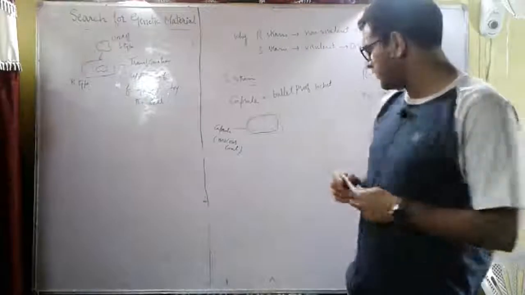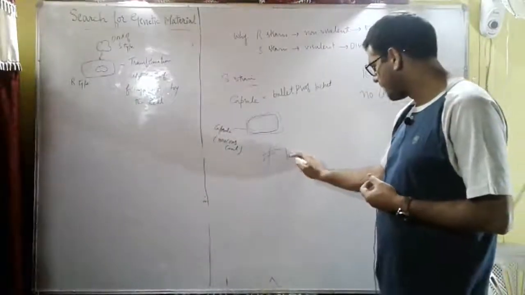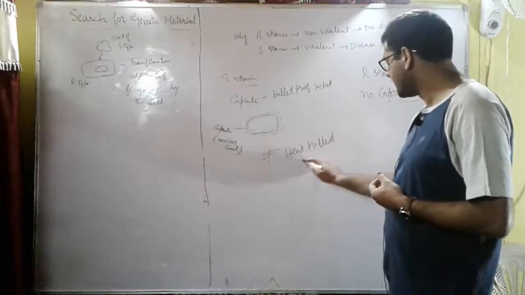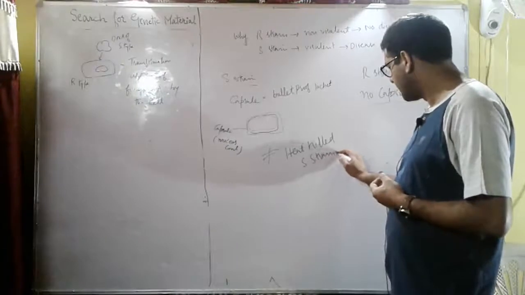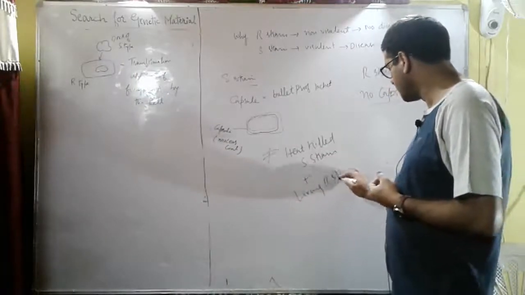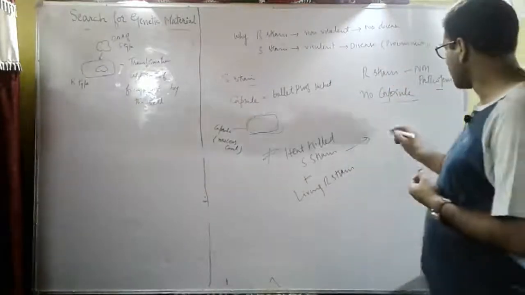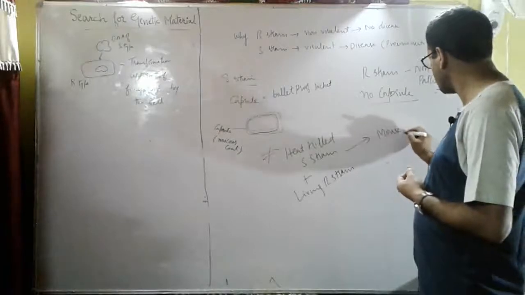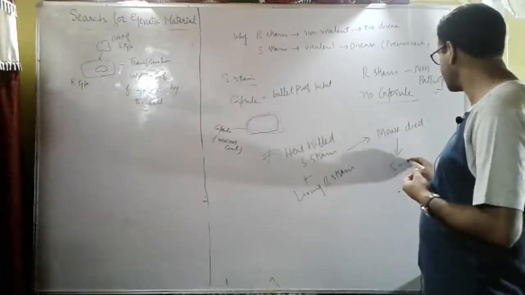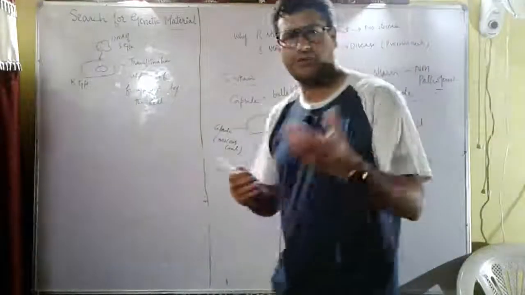Now, I told you that the heat killed S strain plus living R strain, when injected into the mouse, the mouse died, and we also obtained the S strain of bacterium from the dead mouse. What is the reason behind it?